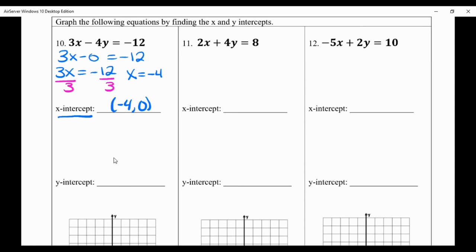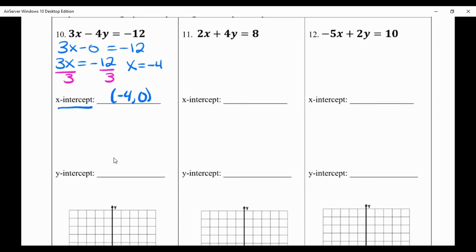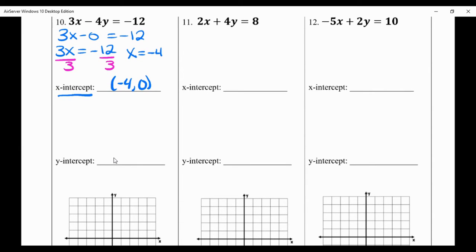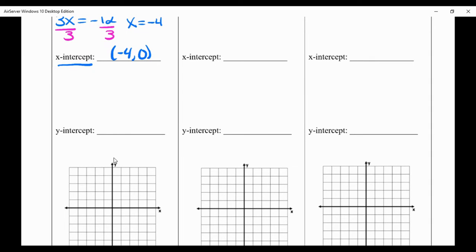The key thing is when you're looking for the x-intercept, you want to make sure in your equation you have an x variable to solve for. If you don't, that means you probably substituted 0 in for the wrong variable. So -4, 0 is our x-intercept. So let's go ahead and graph that point on the graph below. -4, 0 is on the x-axis at the point -4, 0.